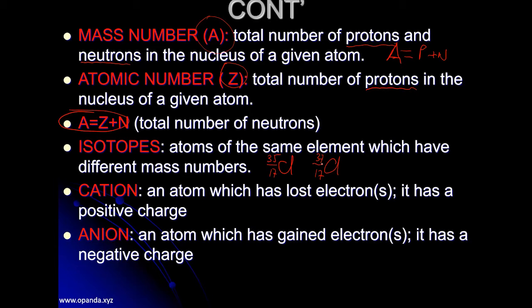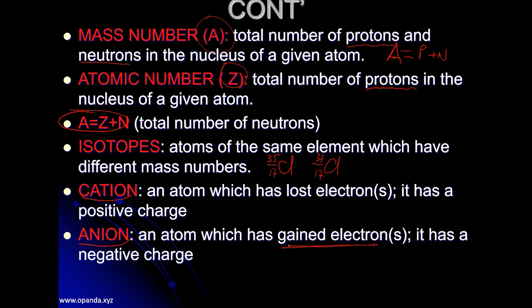What is a cation? What is an anion? When an atom loses electrons, it can be a single electron or many electrons, it gets a positive charge. And as it becomes charged, we call it a cation or a positive ion. Cation means a positive ion, an atom which has lost electrons. An anion is an atom which has gained electrons. It can be a single electron or many electrons.